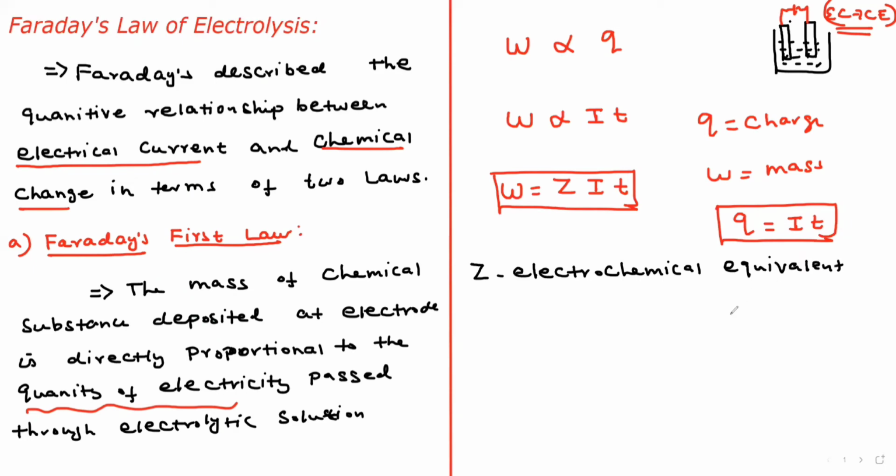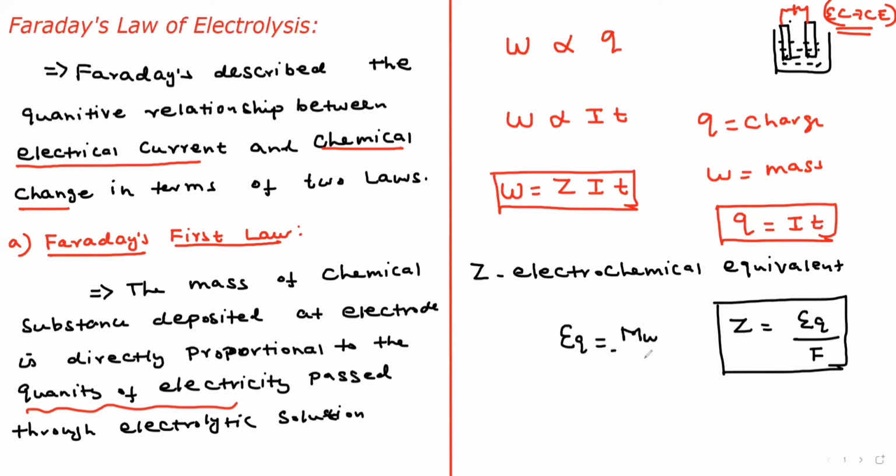Now what is Z equal to? Z is equal to equivalent weight by Faraday. What is the equivalent weight? Equivalent weight is equal to the molecular weight divided by n factor. These are two important formulas. Z is the electrochemical equivalent, equal to equivalent weight by Faraday, and equivalent weight is molecular weight by n factor.